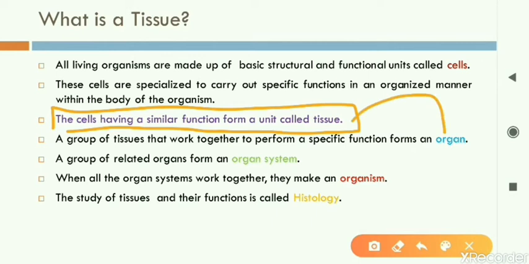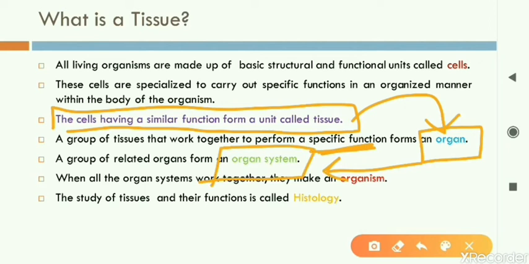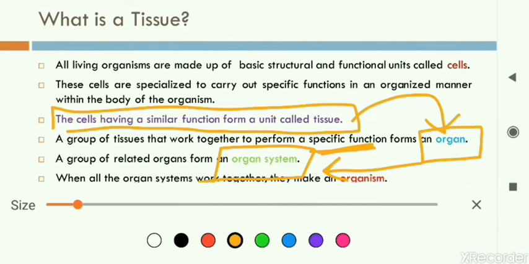Followed by that, if a group of tissues are combining together, which are all performing the same or similar function, then they will form an organ. Followed by that, if different organs are combining together and they are working for a specific function, then it will form an organ system. How? For example, in the digestive system, different organs are there. All the different organs are working towards the digestion of food. That is what is called an organ system.